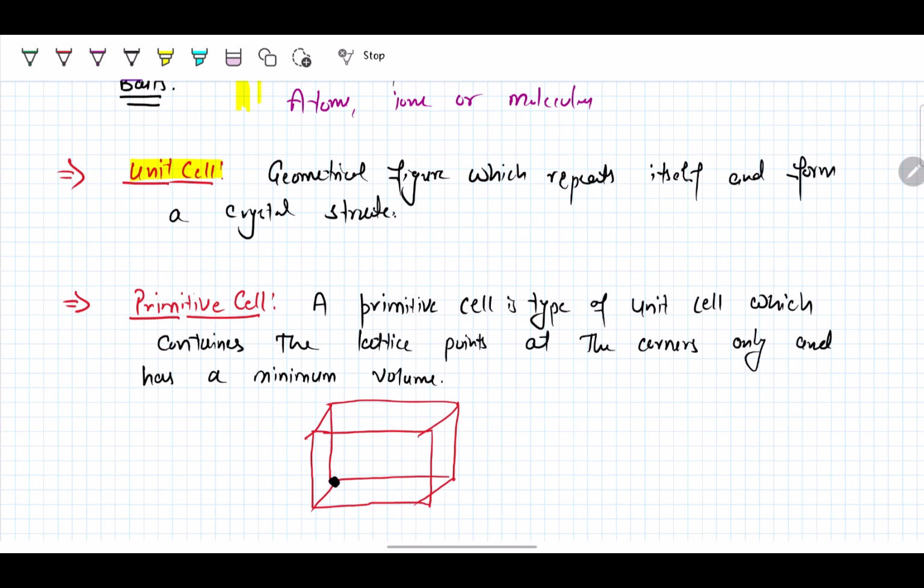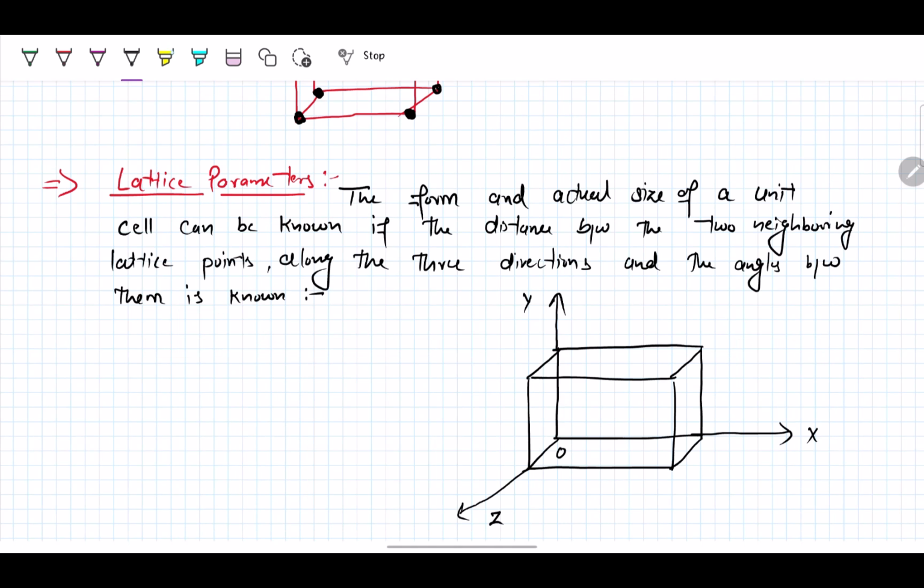Another type of unit cell is the primitive unit cell. It is a type of unit cell which contains lattice points at the corners only. So we have atoms at the corners only in this particular type of unit cell, and it has a minimum volume. Let's say I'm taking the example of the cubic crystal system, the cubic unit cell. Here each and every corner is supplemented with an atom, and this is called the primitive cell, a unit cell in which we have atoms present at the corners only, right? Next important property is lattice parameters.